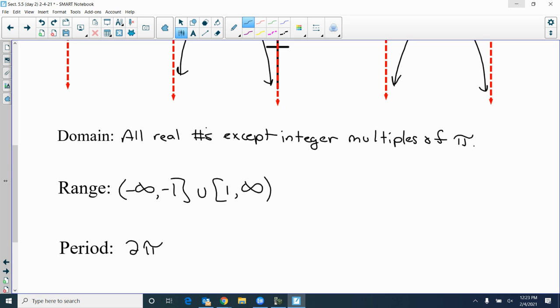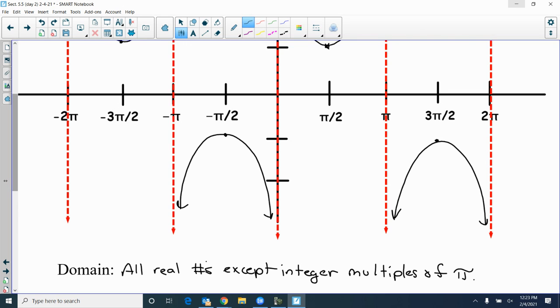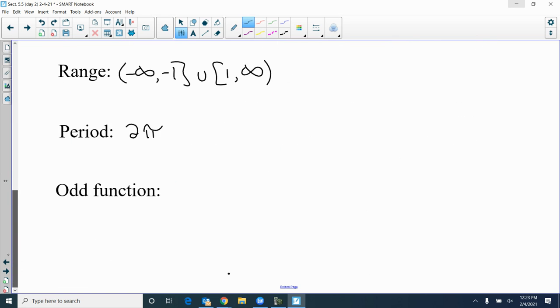Period is 2 pi. Is it even or odd? You make sure you put that one down. I know I don't have it there. Even or odd? Look at the negative. Take a look at an angle and its negative. Are they the same or are they the opposite? Look at pi over 2 and look at negative pi over 2. Since they are opposite, this is an odd function. So that means the cosecant of negative theta is equal to the opposite of the cosecant of theta. Okay, for that.